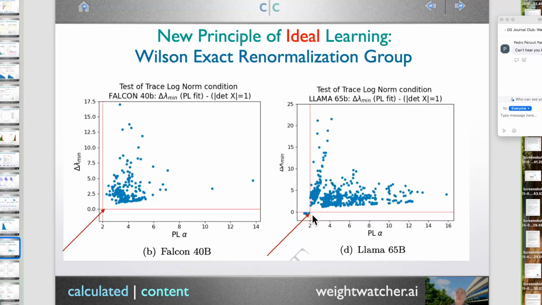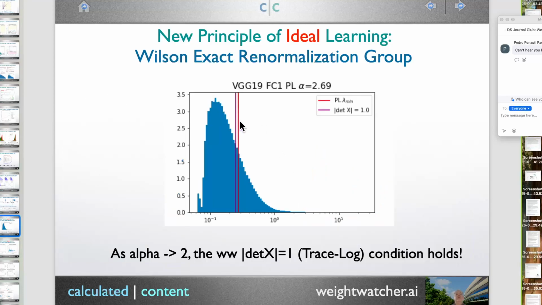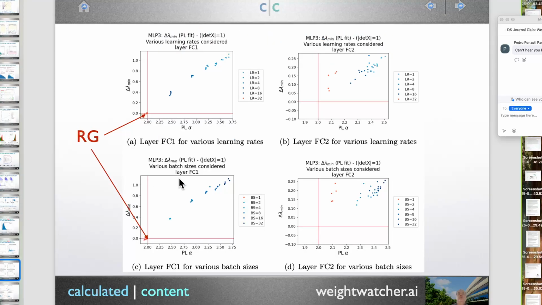Moreover, when alpha is less than 2, the detX condition becomes less than 0. So when alpha is less than 2, the red line pushes to the left of the purple line. WeightWatcher will generate all these plots for you. Here's an example we did in the paper. I guess the order's wrong.